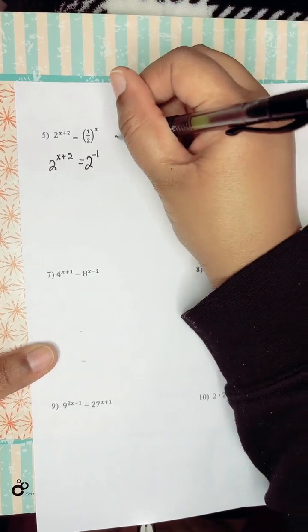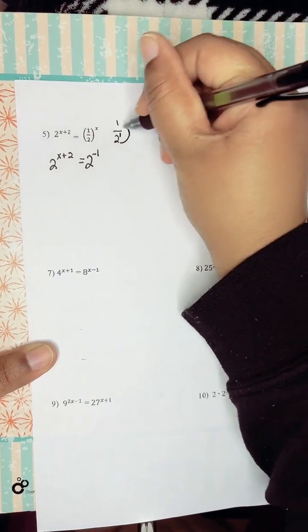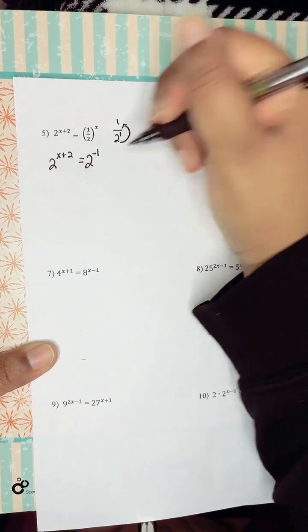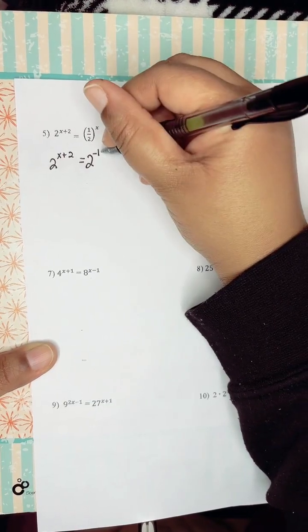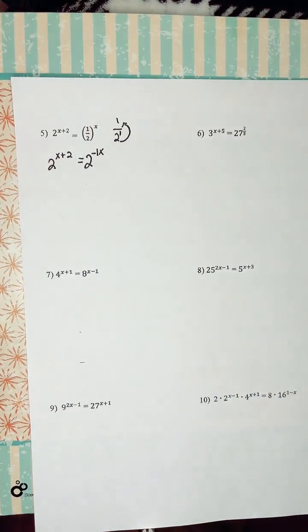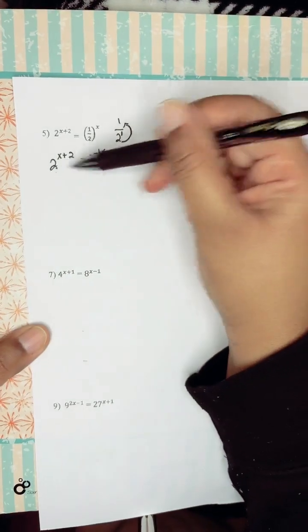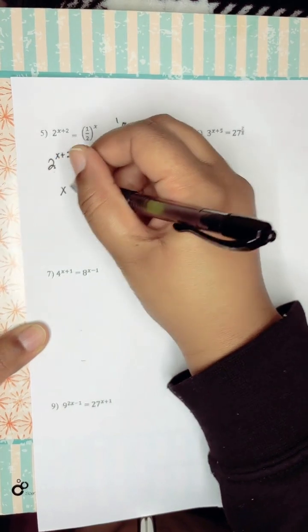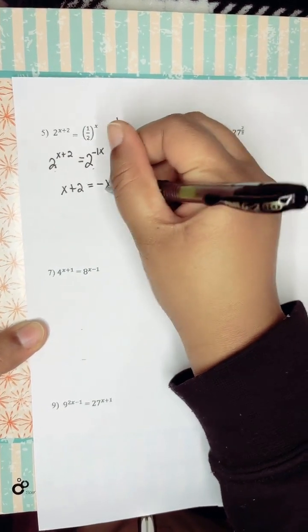Because remember, this 2 down here is to the 1 power, right? So when we move it up, it goes to a -1. Now we have an x, but it doesn't have a plus anything, so we could just attach it. And now that we have the same base, x plus 2 equals -x.